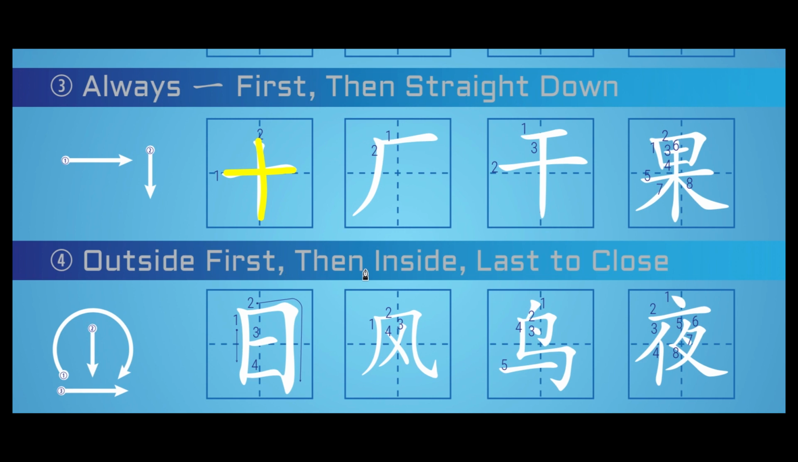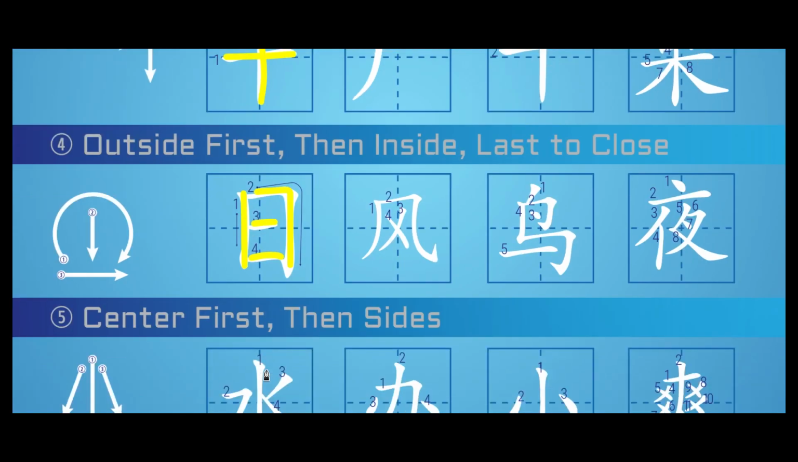Outside first, then inside, last to close. Straight down, one turn. Short, then close it up. That's right. Because you move from left to right, you also write the outside first, then inside, last to close. Stroke order number 5.